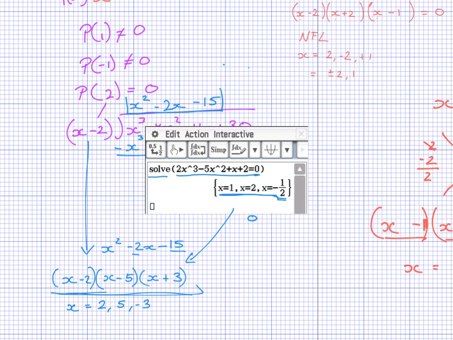What you need to remember is that if a question asks you to solve a polynomial, they're looking for this. If they ask you to factor a polynomial, they're looking for this. So factors, solutions. Keep that in mind.